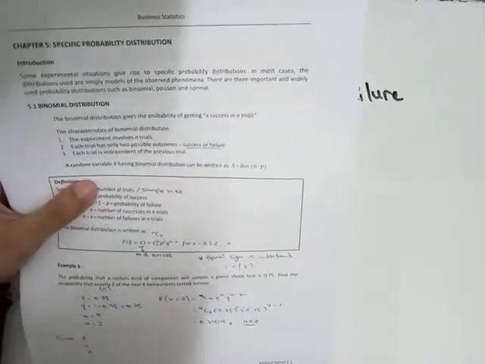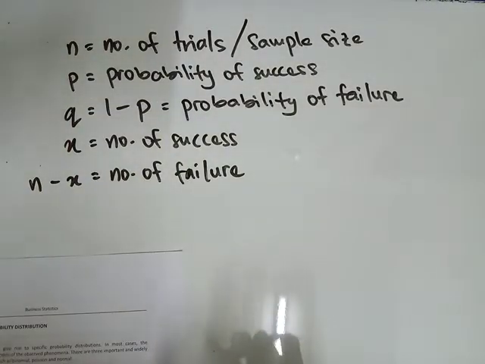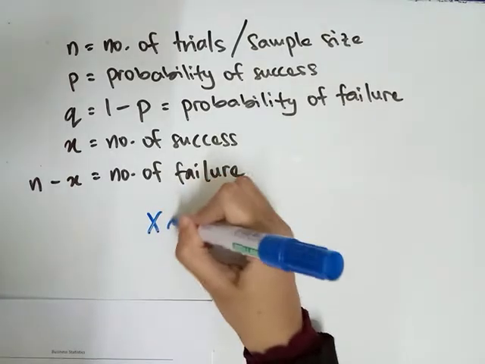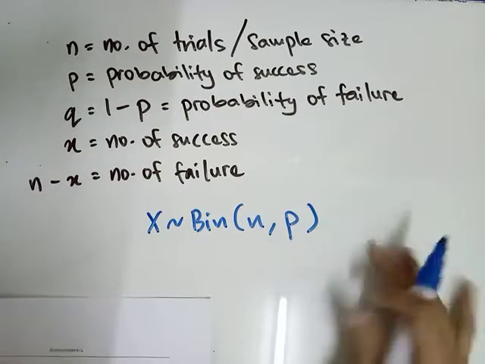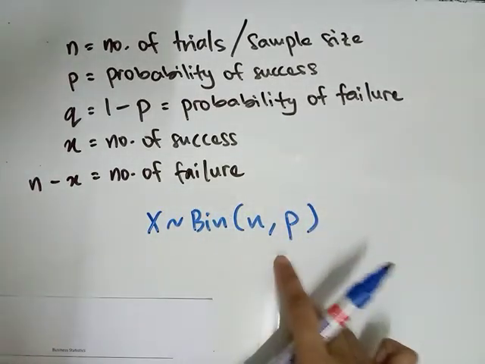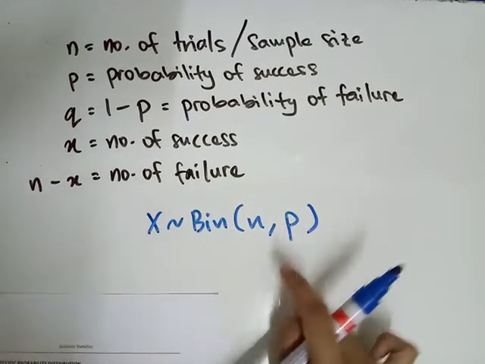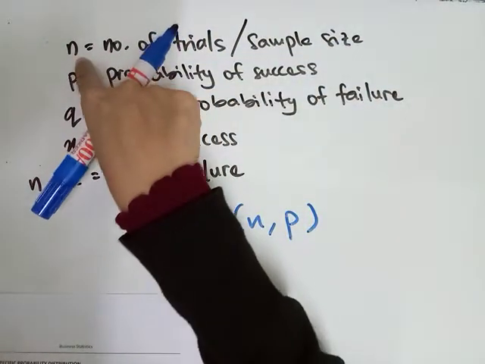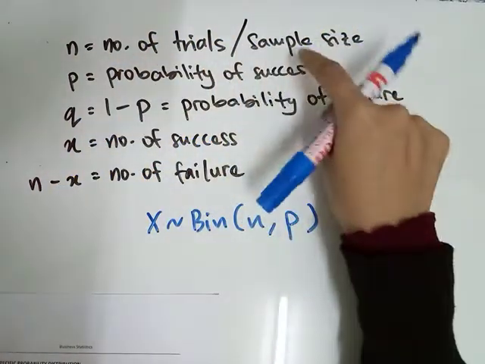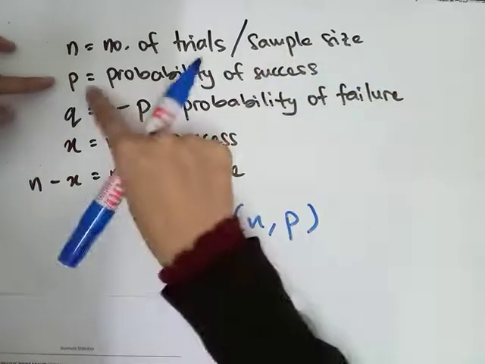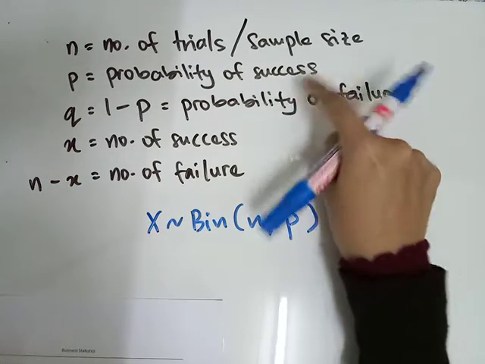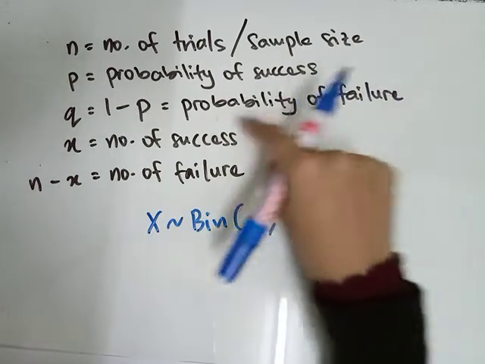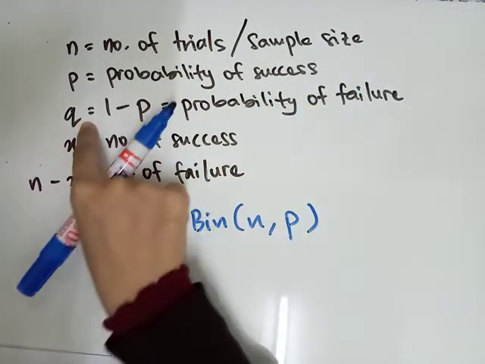Okay, and then the binomial distribution is written as X having binomial with N, P. Okay, this is for the binomial distribution. Okay, look at the definition. Kalau tengok pada notes awak tu, what is N? N is the number of trials, or sample size. P is the probability of success. When it has a probability of success, that means it has a probability of failure, which is symbol Q.